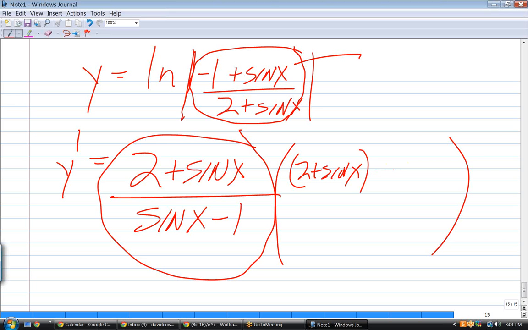Now, I know that the next thing must be the derivative of the top, right? What's the derivative of the top? Just cosine x, because the derivative of a constant is 0. So there's the bottom times the derivative of the top, minus, got to be the reverse, so cosine x again, and then sine x minus 1, all over.